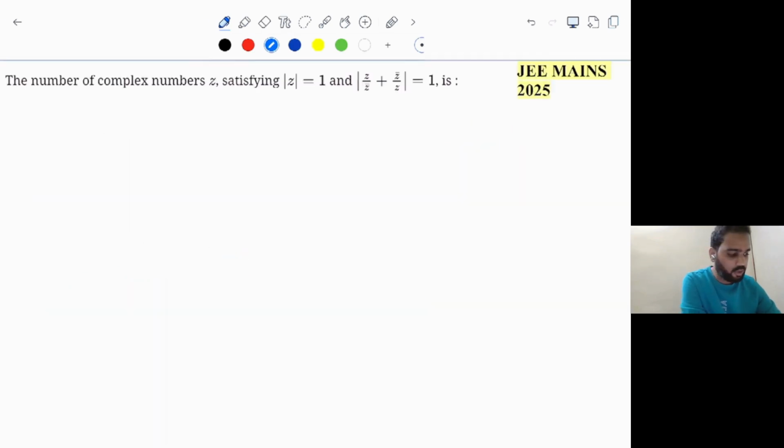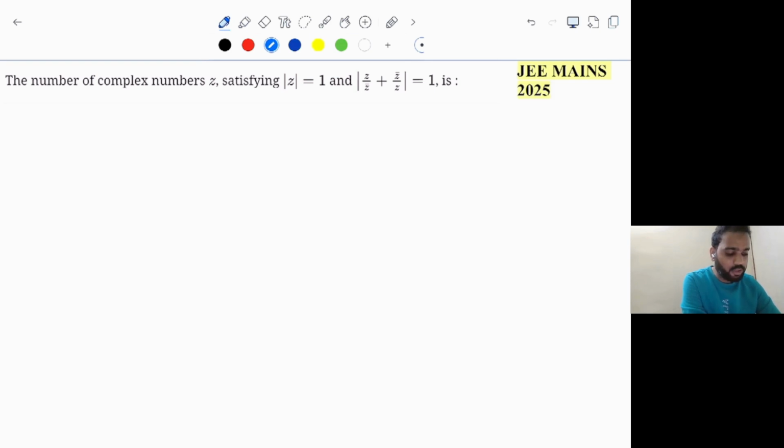Let's see the third question, and this is a question from last year's JEE Mains 2025. Once again, this is a geometrical application question. It can be solved theoretically also, but if you try to use the geometry, it can be done in a very simpler way, right? So let's read the question.